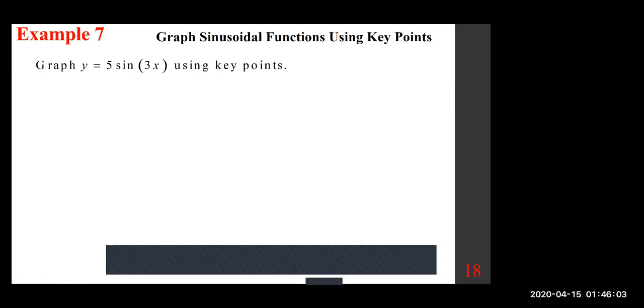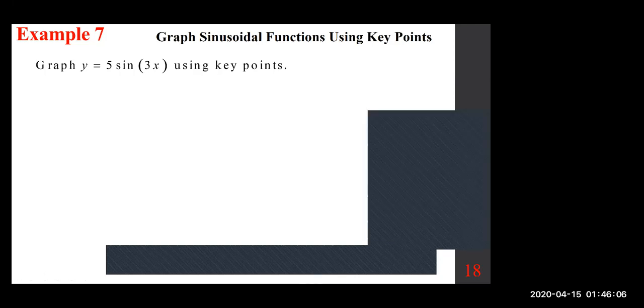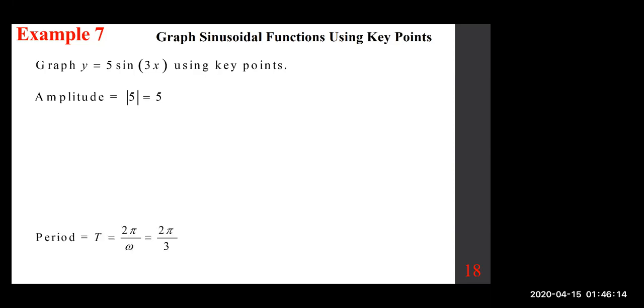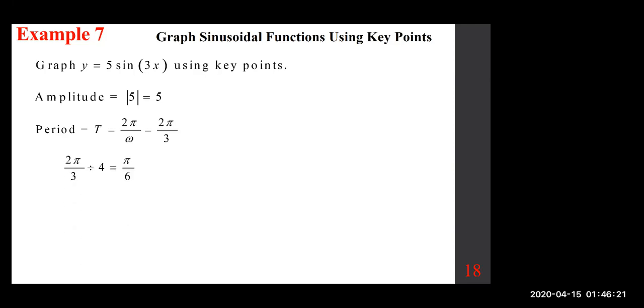All right, now let's see the steps quickly. The amplitude, the period, and again, there is no phase shift. We divide it by 4, it becomes pi over 6. So the first part would be 0 comma pi over 6. The next one would be pi over 6, and then pi over 6 plus pi over 6 is pi over 3, and you come up with the answer.